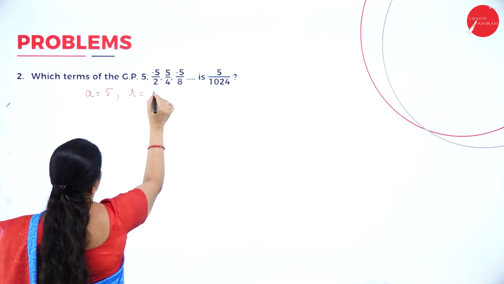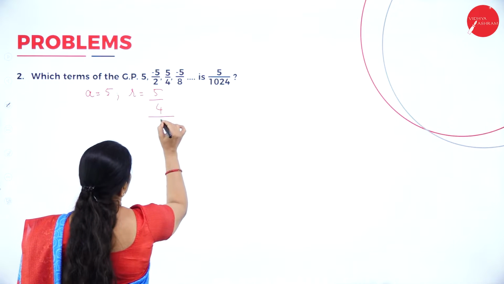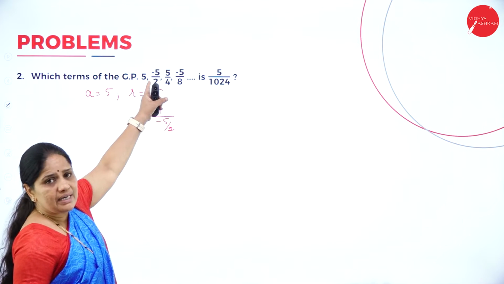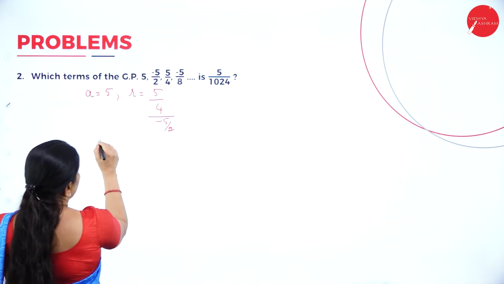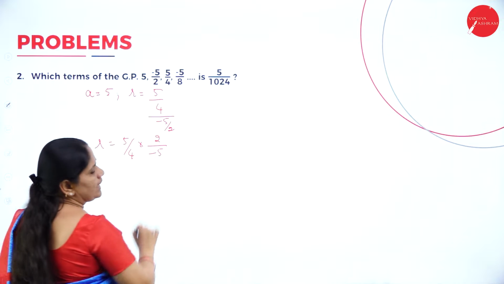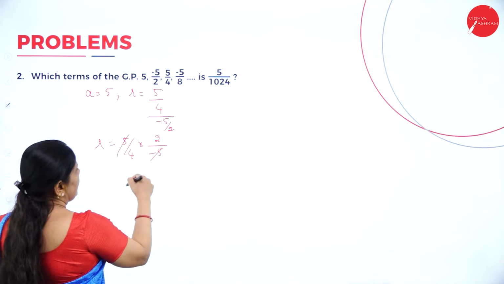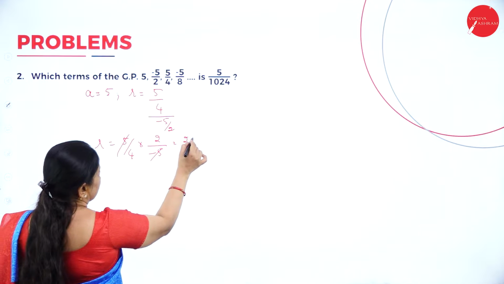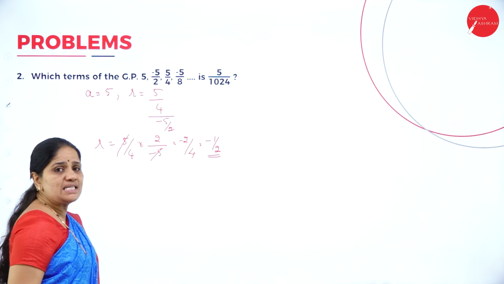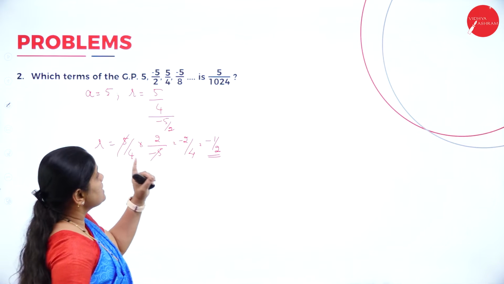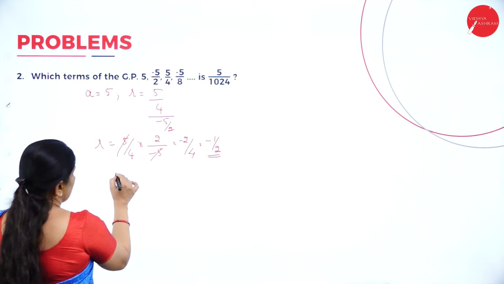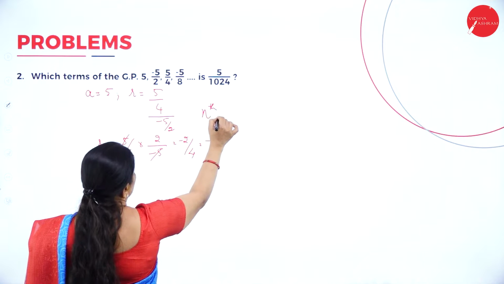So R will be equal to 5 by 4 whole over minus 5 by 2, that is, any number divided by the previous number. So R will be equal to 5 by 4 into 2 by minus 5. So 5 and 5 get cancelled. This will be minus 2 by 4, or R is equal to minus half. So R equals minus half. Then we have to find the Tn value. The n term I don't know.